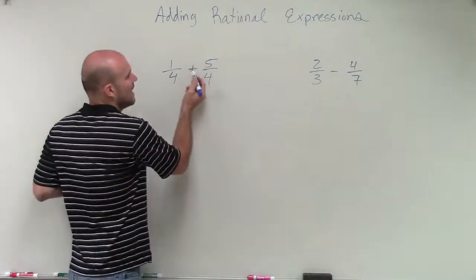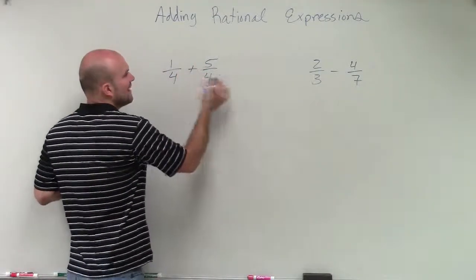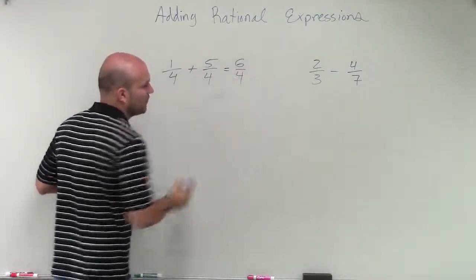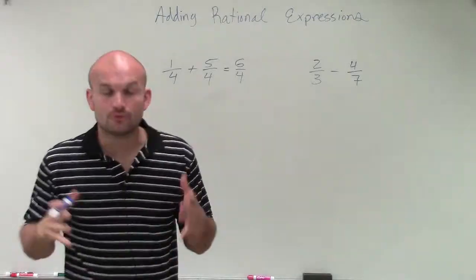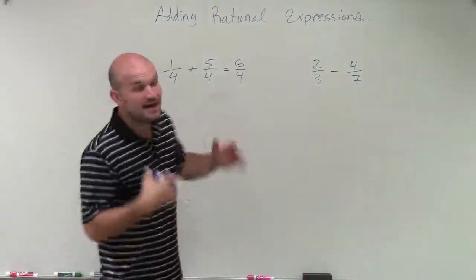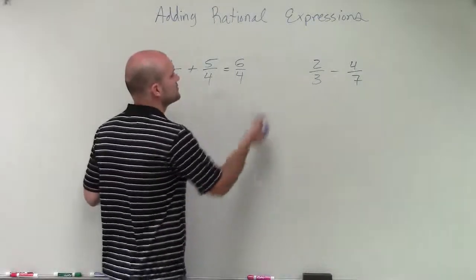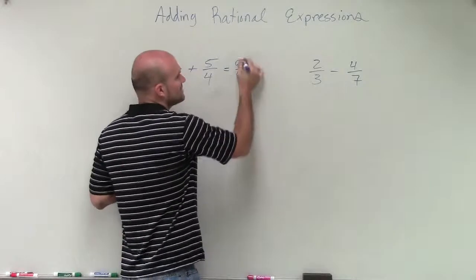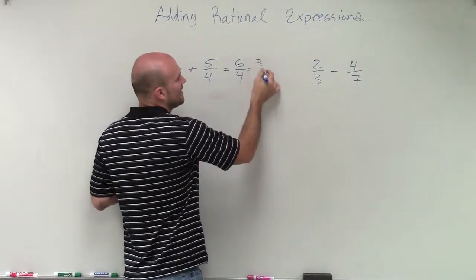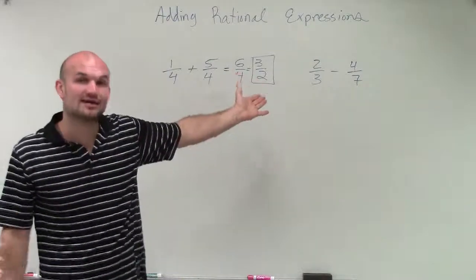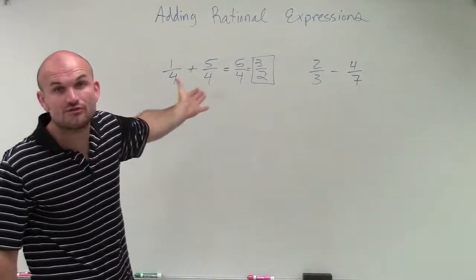So in this case, I'm adding. So I'm just going to take 1 plus 5, which is 6, and then I leave the denominator, 6/4. However, we always need to make sure we simplify our answer as best we can. And that's going to be true once we get into our polynomials as well. So 6/4, we know that we can reduce that by 2. So I divide the top and the bottom by 2, and I get a final answer of 3/2. So that is my final answer for adding those two fractions.